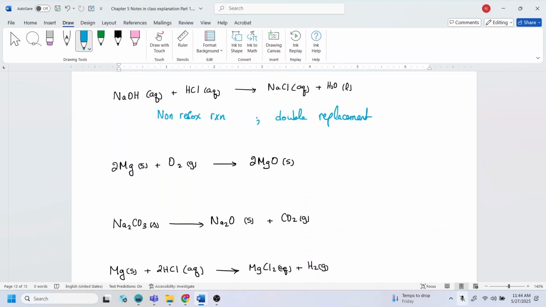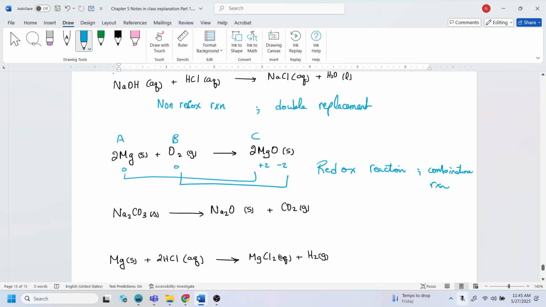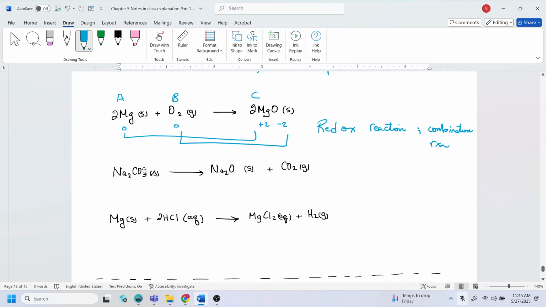Magnesium and oxygen, this is a 0, this is a 0, and then this is +2, this is -2. You can see that you're having oxidation and you are having reduction in this case. So this one is going to be a redox reaction, and it is a combination reaction. You're combining A plus B and you're getting C. Okay, this one is a decomposition. You're starting with A and it's becoming B plus C.